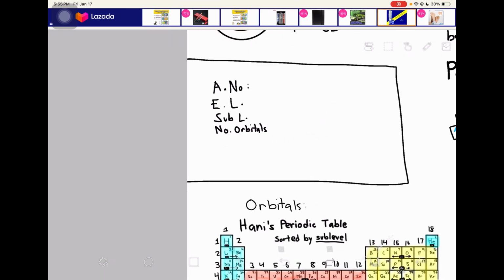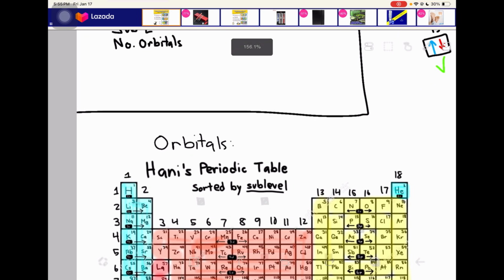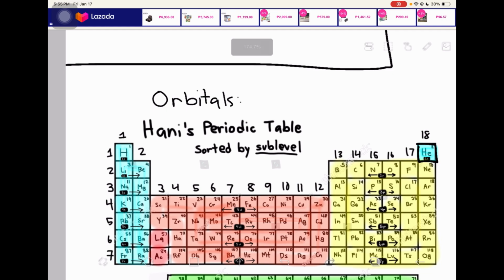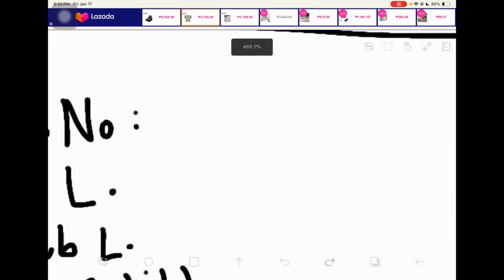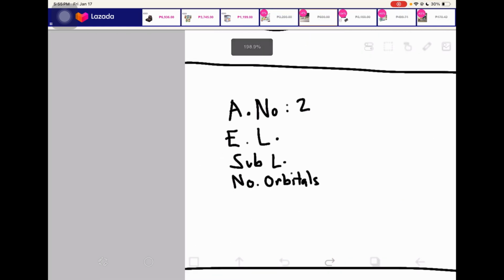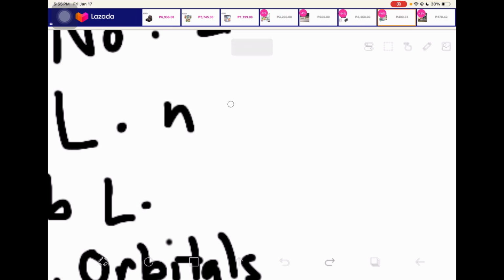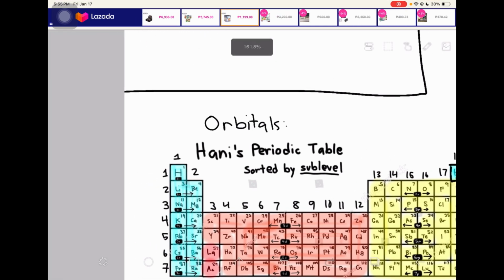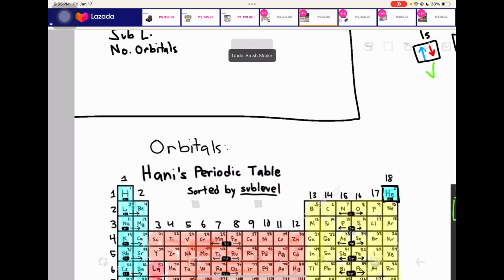So let's start with helium. Helium is over here, and its atomic number is 2, and the energy level is N equals just 1, because it's only in the first period. Now here comes the tricky part.